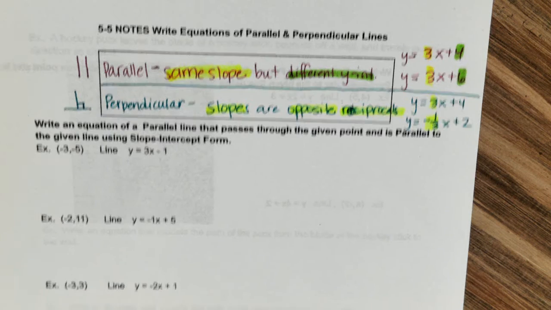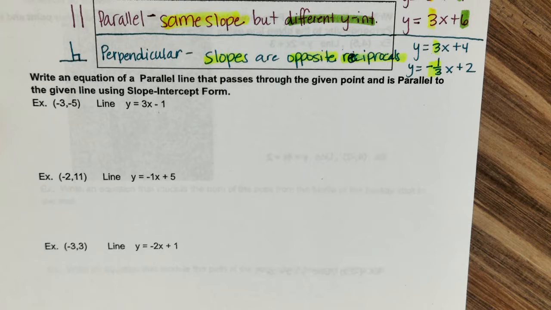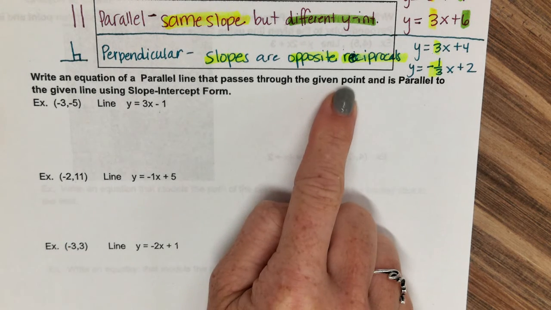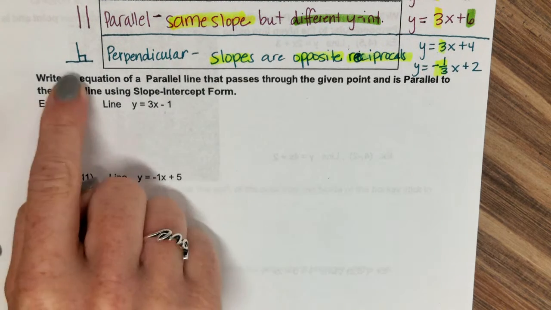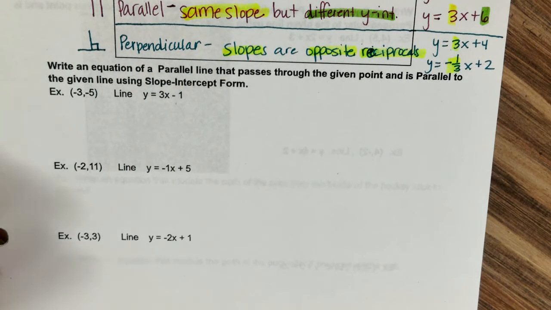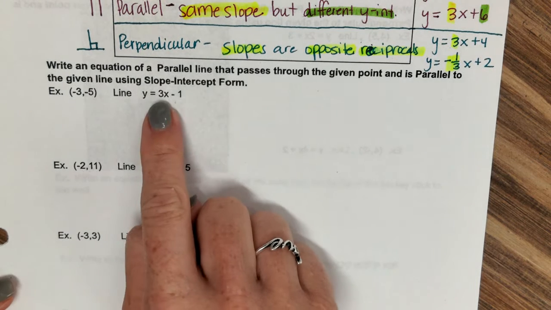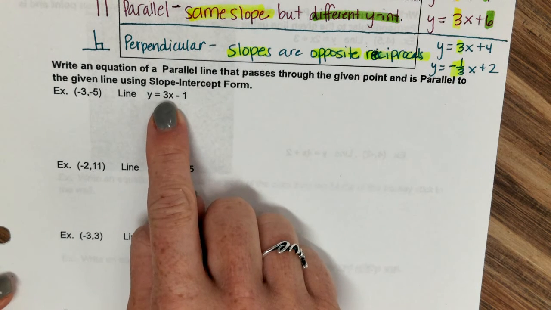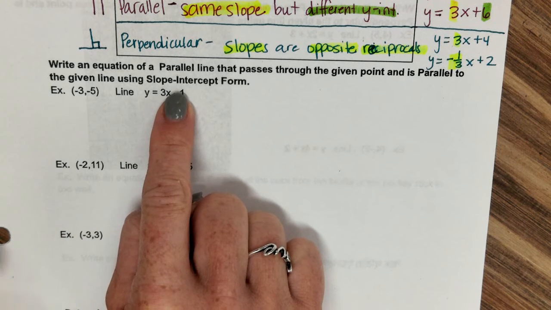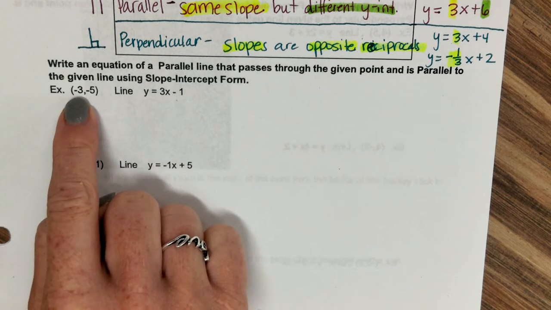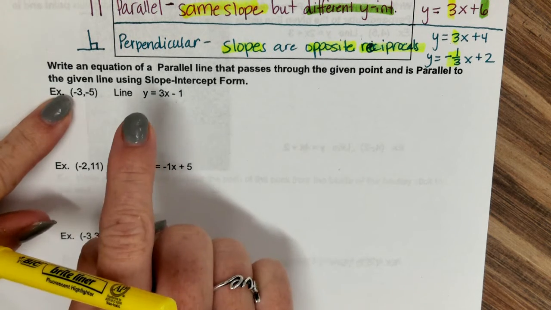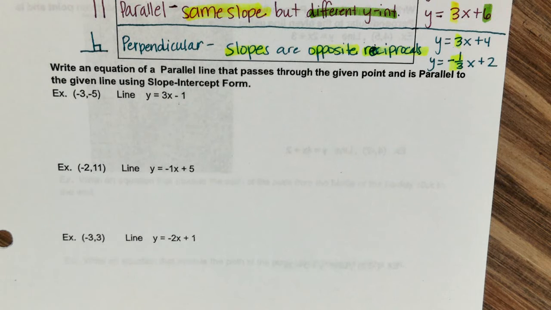Okay? All right. What we're going to be doing is writing an equation of a line that passes through the given point and is parallel to the given line using the slope-intercept form. All right, so what did they give you? They gave you the equation. Are y'all with me? So if I graphed this line and it said another line passes through this point and is parallel to this line. So do y'all understand what it's saying?